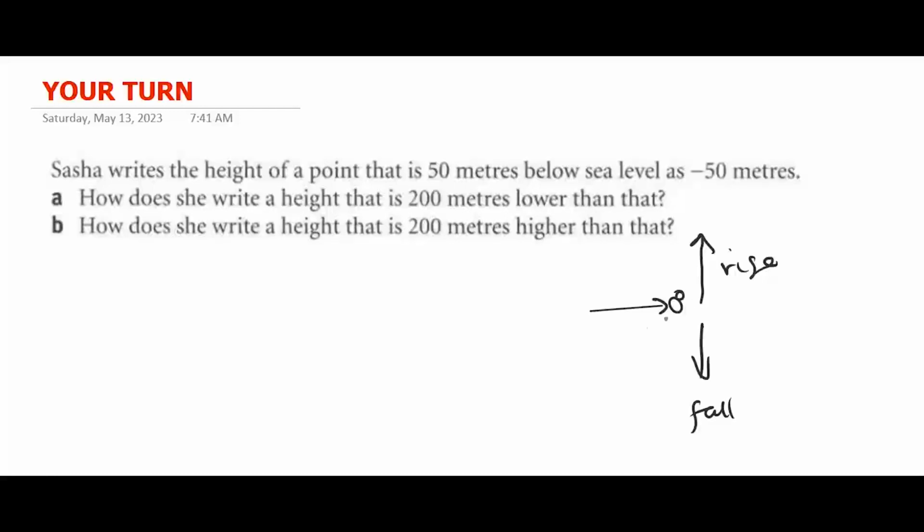Just like the concept I just explained on the previous page, you can use the same thing to do that. So what will be the height when it is 200 meters lower than that -50 meters? This dot is pointing at -50 meters. I want you to attempt this. Under this video, you can go to the comment section and put your answer there.